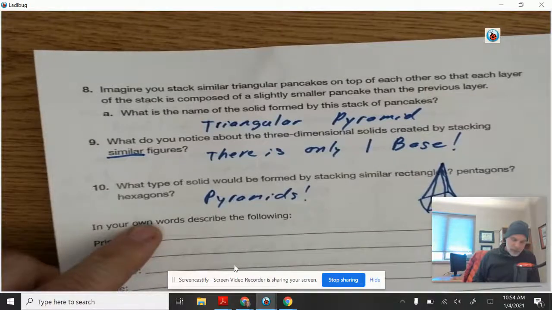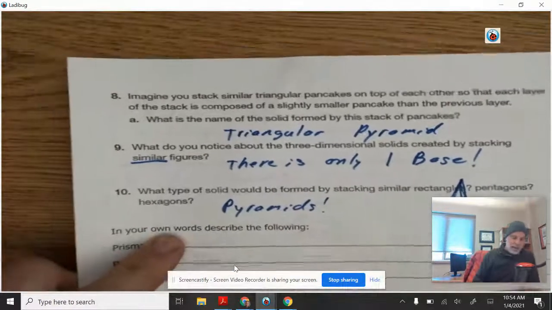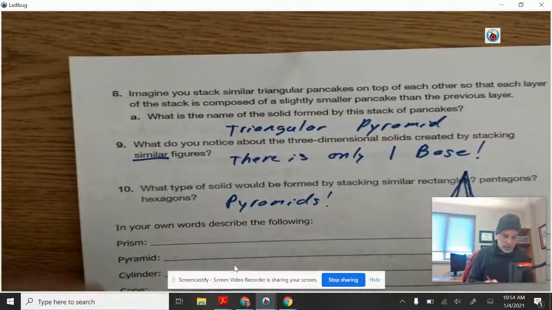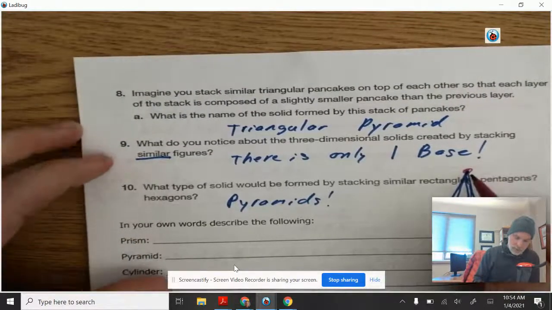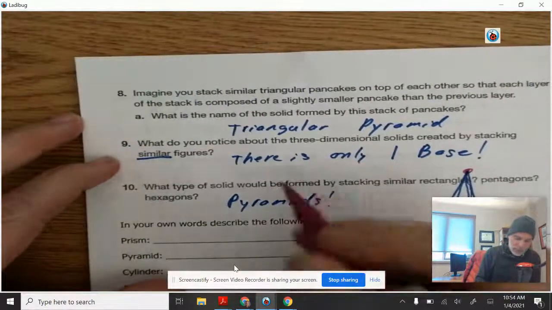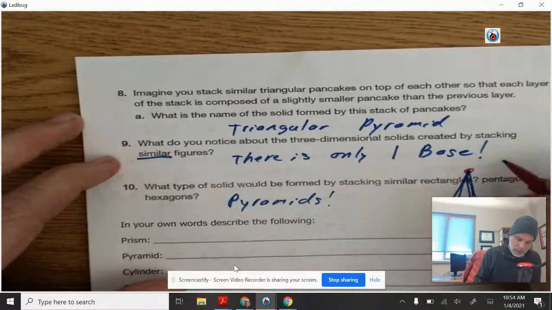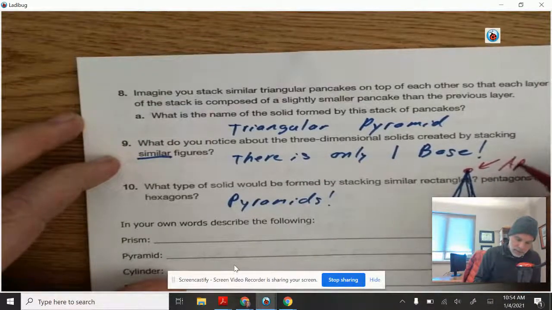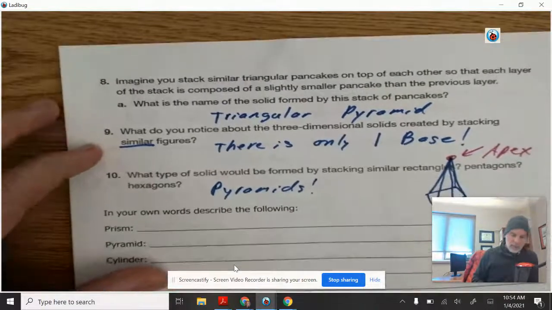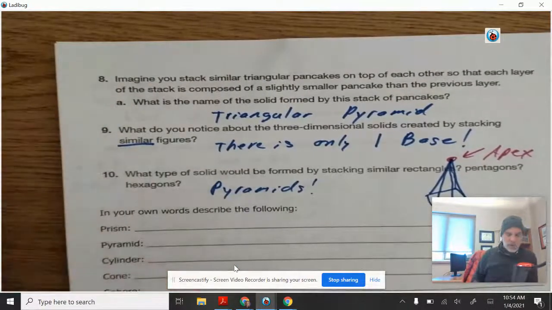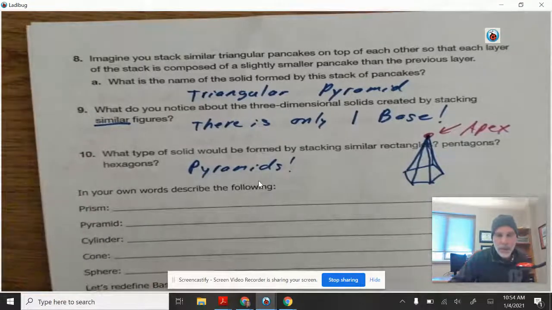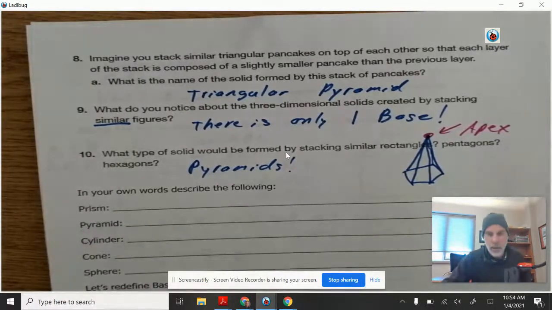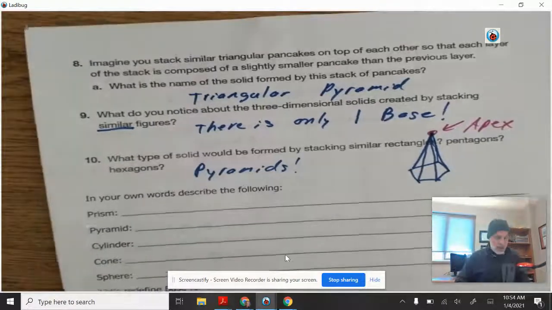The only other thing we might add to this, there's another term in here: they only have one base. Also, this point up here is something we refer to every now and then. This one is the apex of all these pyramids and cones.